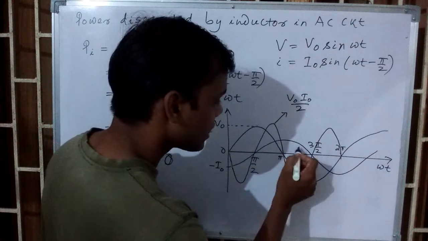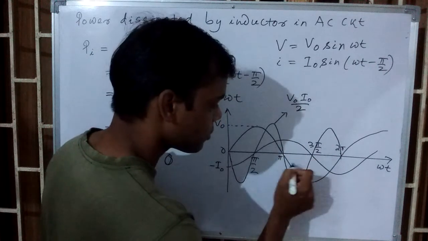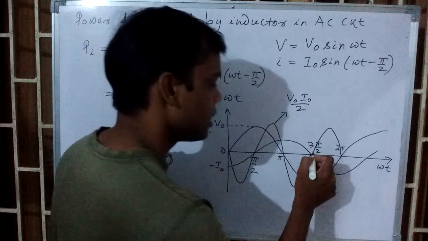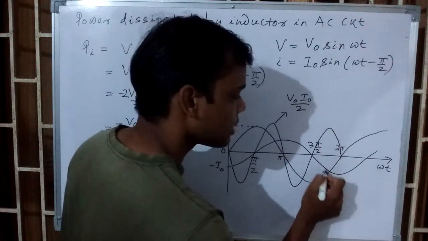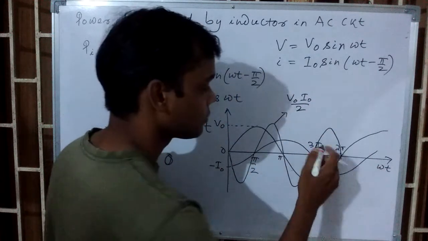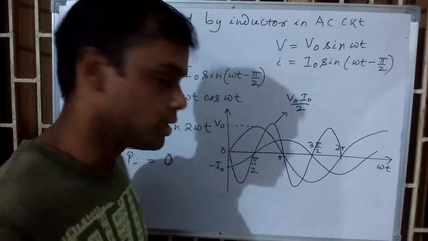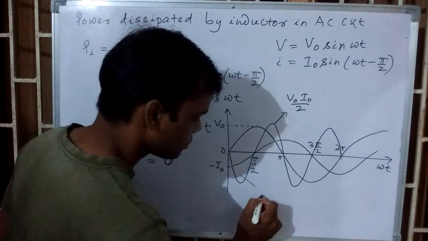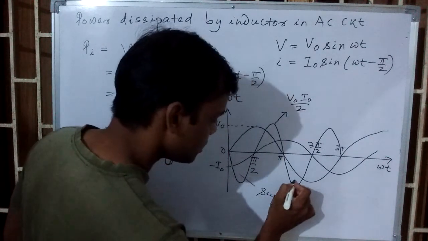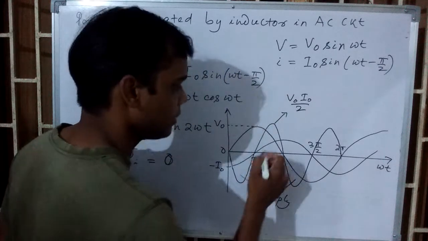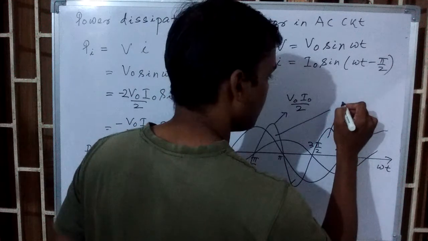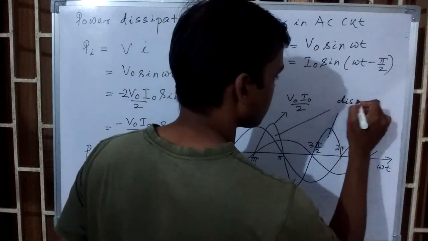You see here, again voltage is positive, current is negative, so product is negative, so power is negative. That means again it is supplying power to the circuit. In the next quarter cycle, voltage, current both are negative. That means power is positive, negative, negative, positive. So again it is dissipating. So this is supply. This is also supply. Both these are supply. This one and this one are dissipation.